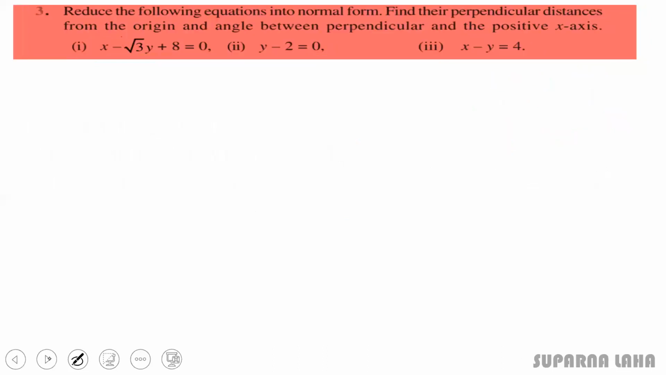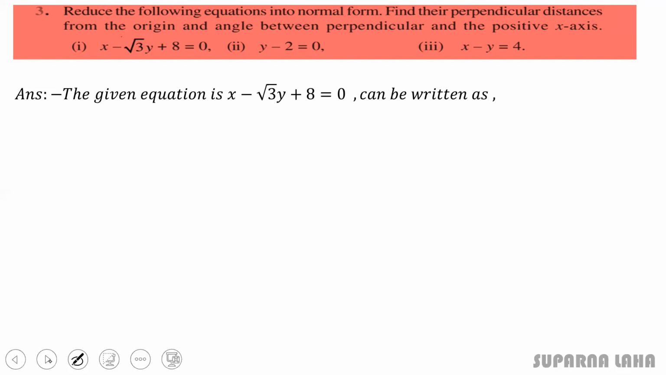Reduce the following equation into normal form and find the perpendicular distance from the origin to the line and the angle between the perpendicular and the positive x-axis. The first equation is x minus root 3 y plus 8 equals 0. Firstly, tell me what is the normal form of a straight line.